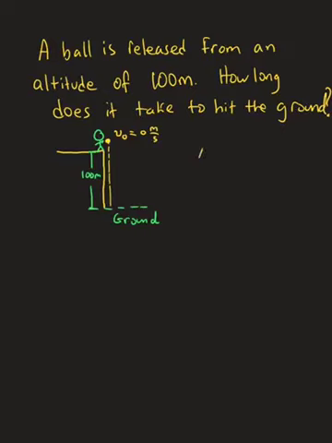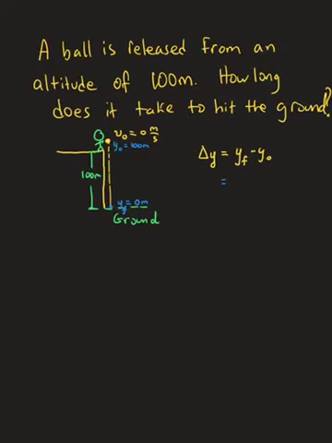The first thing we should realize is that the displacement in the y direction is given. Since displacement is y final minus y initial, it's very important that we define an origin. So we could set our origin to be the ground. So that's y equals 0 meters, which is y final because that's where the ball ends up. Therefore our y initial is 100 meters above the origin, which means y initial is positive 100 meters.